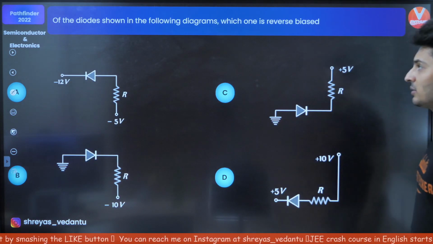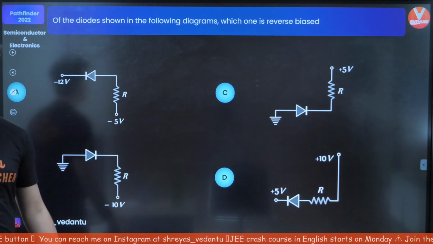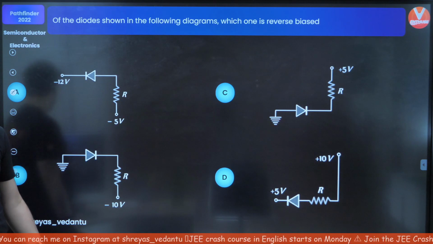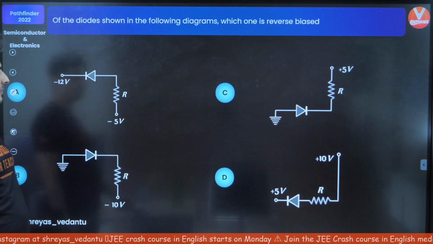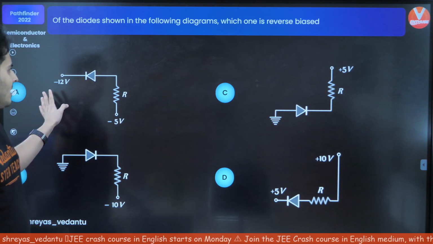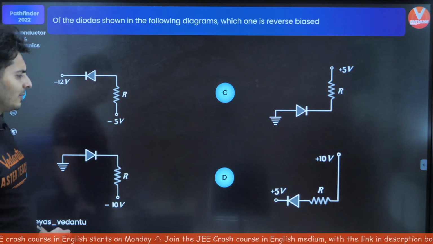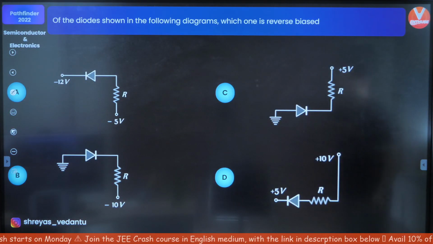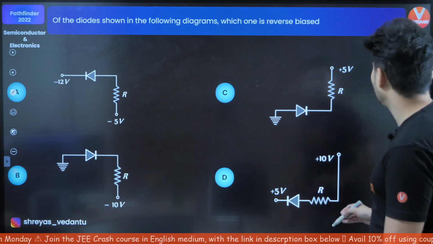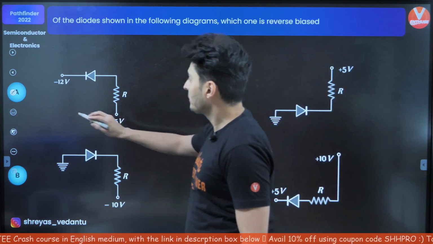Okay, let's see if we can solve this one. Of the diodes shown, which of them are in forward bias, which of them are in reverse bias? Come on, try to answer these questions. Some of them are in forward bias, some of them are in reverse bias. Which ones are they? Okay, I think this should be an easy one. You can pause the video also and have a look at it. Come on, think about it. I think it should be obvious from here that the option should be C. I'll tell you why. Look at this.